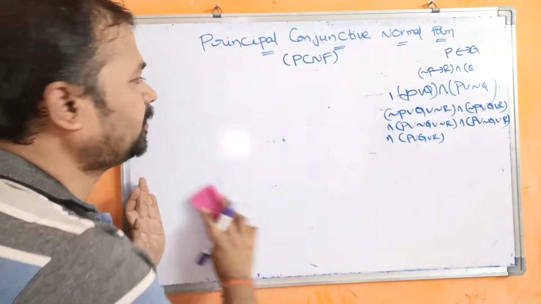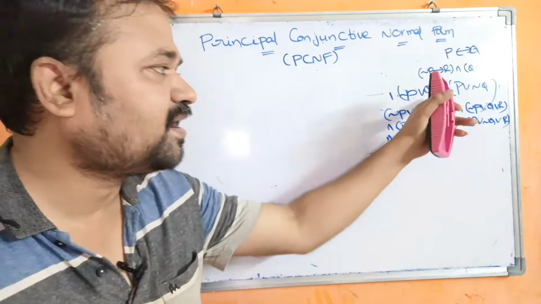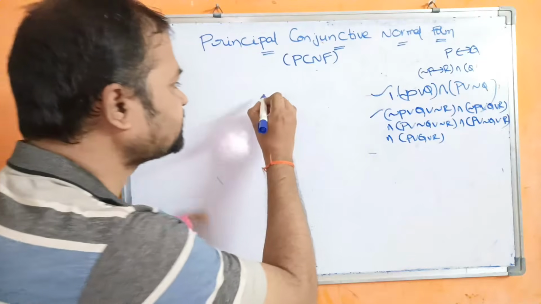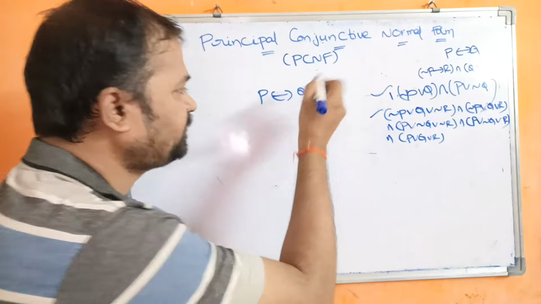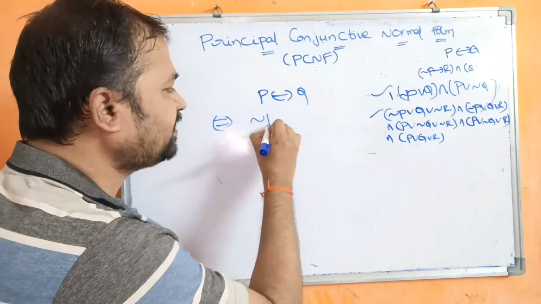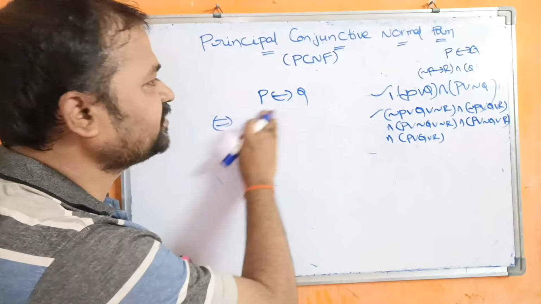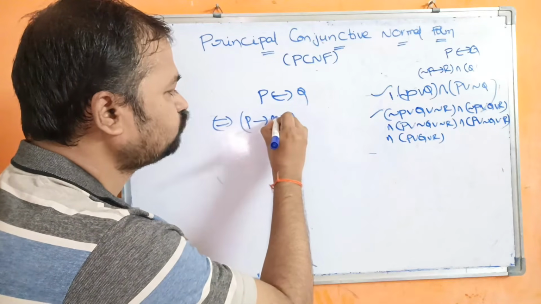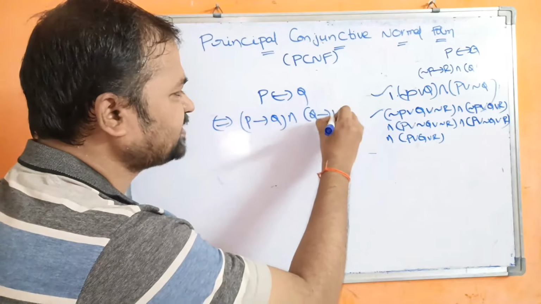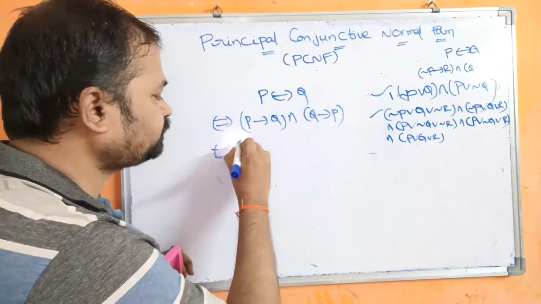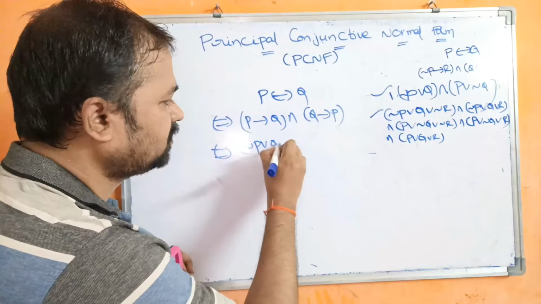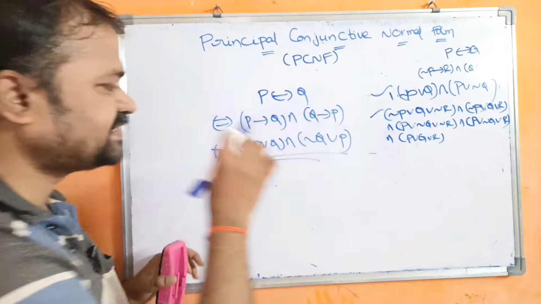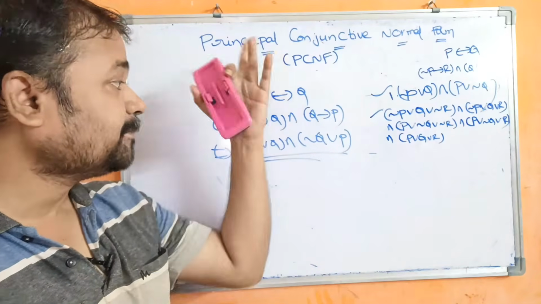So let us see the examples. Two examples are there, and we already solved those two examples, and the solution is also available there. Let us solve those two problems without using the truth table. So P biconditional Q is logically equivalent to, we know the formula, P implies Q and Q implies P. What is P implies Q? Negation P or Q. And what is Q implies P? Negation Q or P.